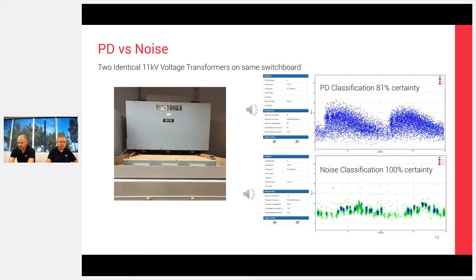The one on the bottom, on the other hand, is classifying as 100% certainty, or 100% classification, of noise, and that sounds like this.